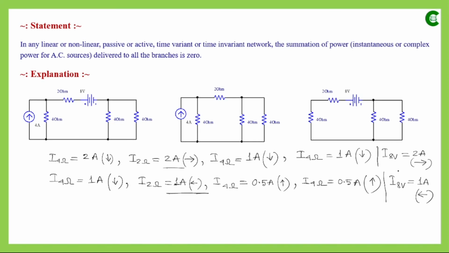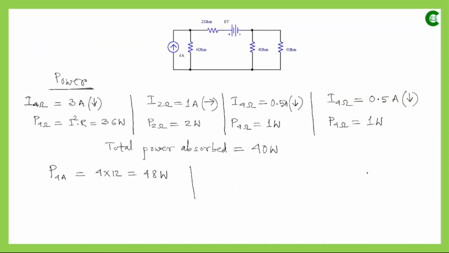That means the net current which flows through this 8 volt voltage source is 1 ampere towards right. But because of this voltage source, since the positive polarity is at the left side and negative at the right side, if we consider only this voltage source, the current delivered by this voltage source will flow towards left. So that current direction will be taken as positive current direction. But since the net current through this 8 volt voltage source is flowing towards right, with respect to that direction the current value will be taken as negative current.